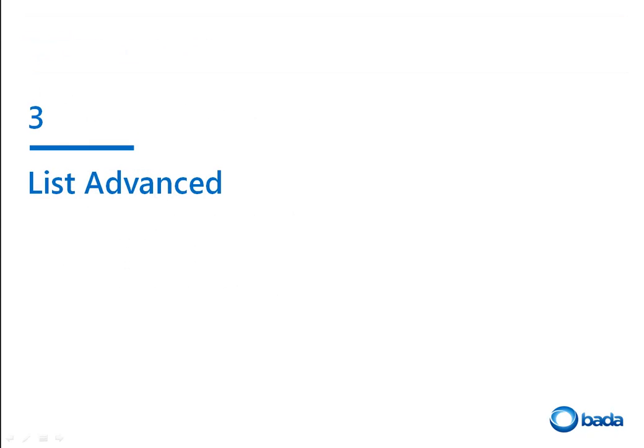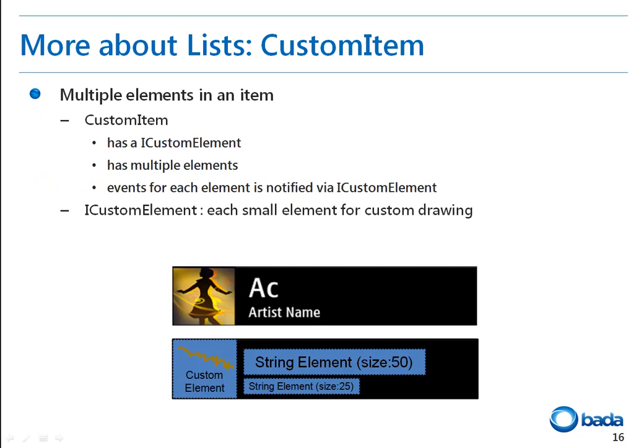Now, we'll look into some advanced features of the UI lists. We've already learned about the list view in the basic lecture. Here, we'll have a look at the custom item of the list view. The custom item allows custom drawings with the iCustomElement. Also, the custom item can have elements such as text, image, and enriched text.